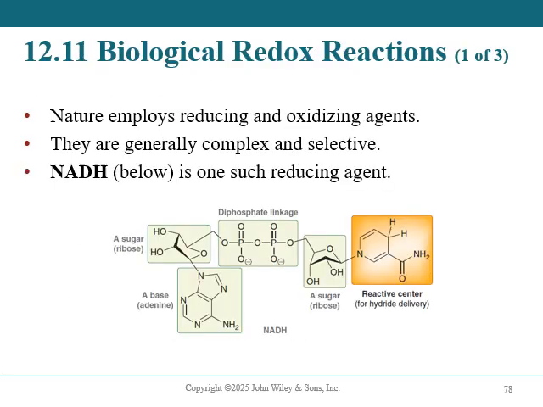Now let's talk a little bit about redox reactions in terms of biologicals. Nature uses reduction and oxidation quite a lot actually. They tend to be generally complex and selective. One of the compounds that we like to examine is NADH, which is a reducing agent. We have this entire structure right here, this being the reactive center. Everything else is sort of structural.